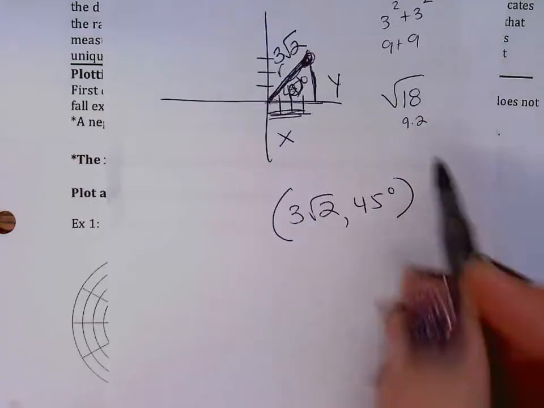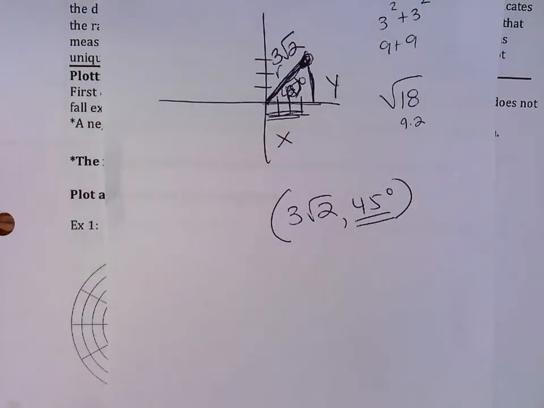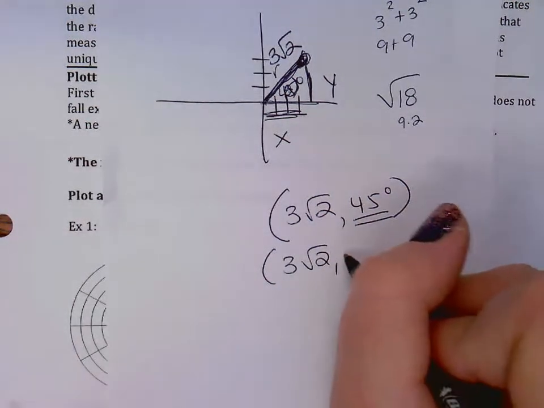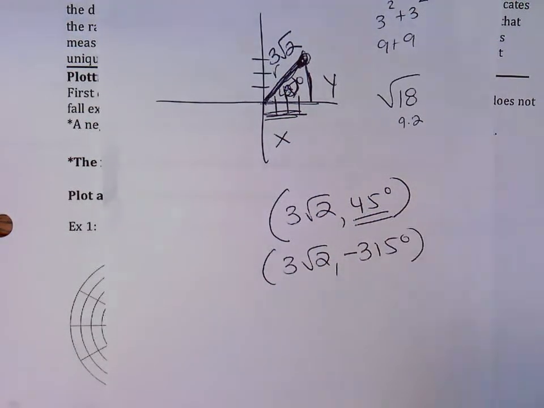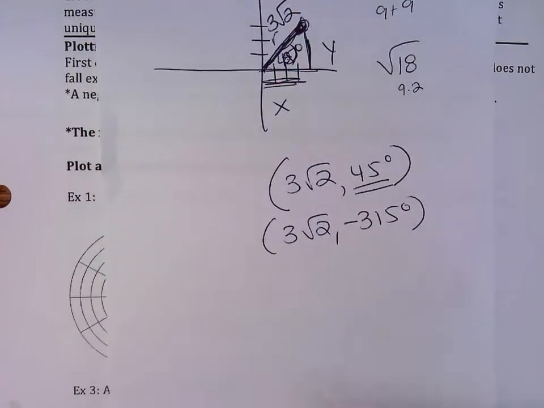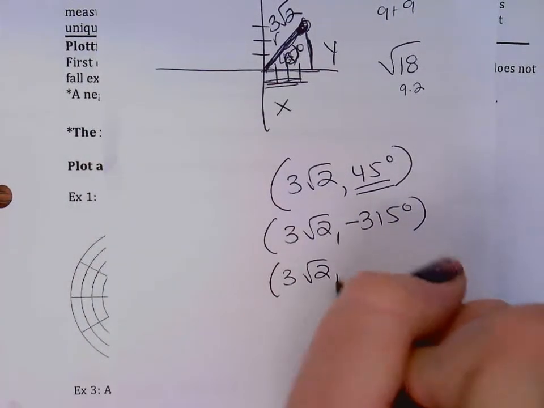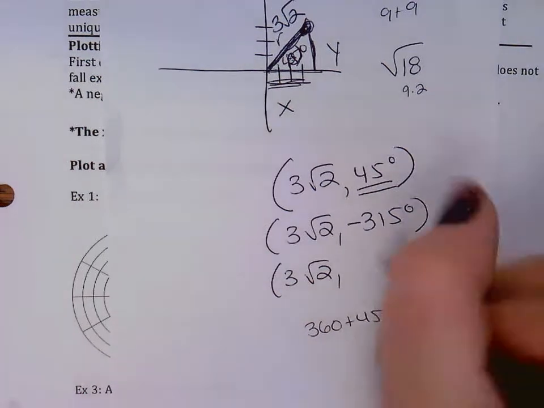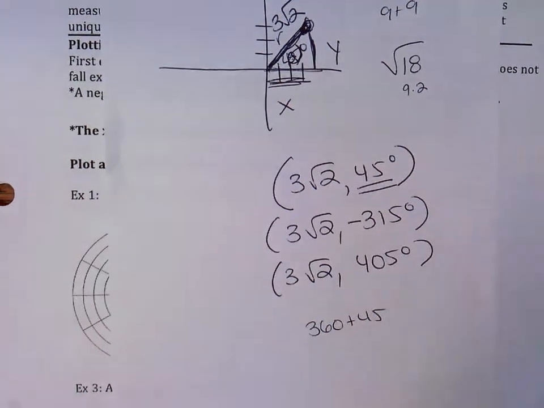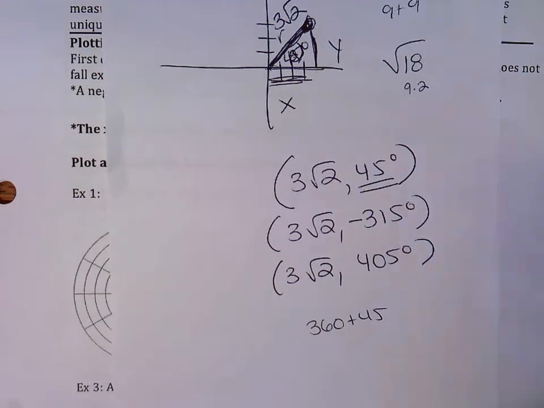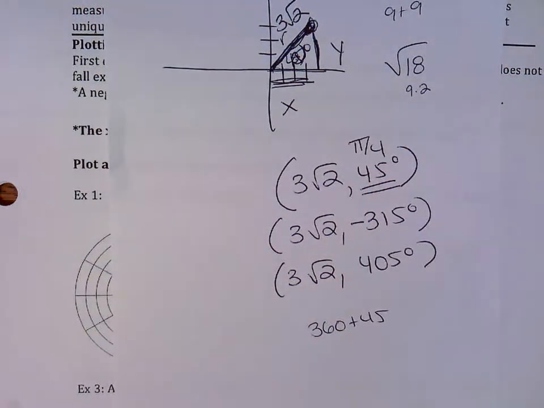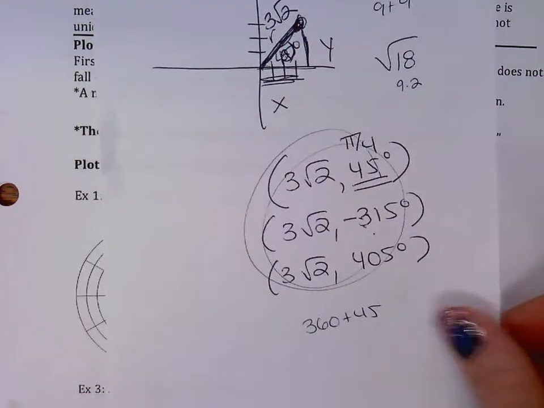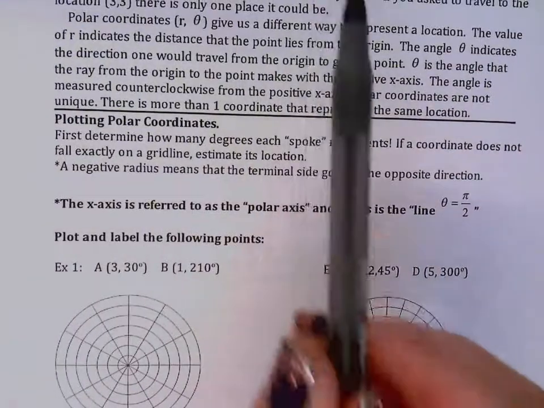Well, there's infinite ways to get to a 45-degree angle. I could go 3 root 2, and I could go negative 315 degrees, and I could land at the same spot. I could go 3 root 2, and it would be 360 plus 45, right? So 405, and land at the same spot. I could represent this with radians, pi over 4. So there's a lot of different ways to get to the same location, which is different than x comma y.